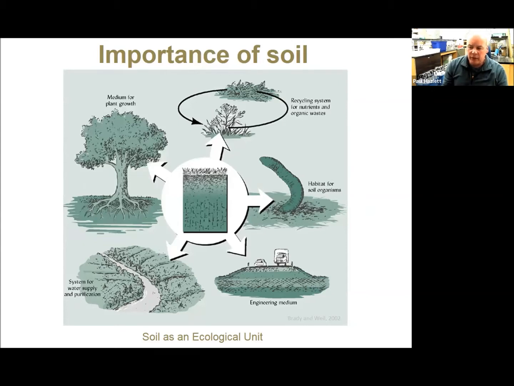And then the final one on this slide shows soil as a system for water purification. Much of the water that we get for drinking comes from either surface water or groundwater. And of course, the source of that surface and groundwater is soil. So the water that comes through soil ends up being the water we drink eventually.